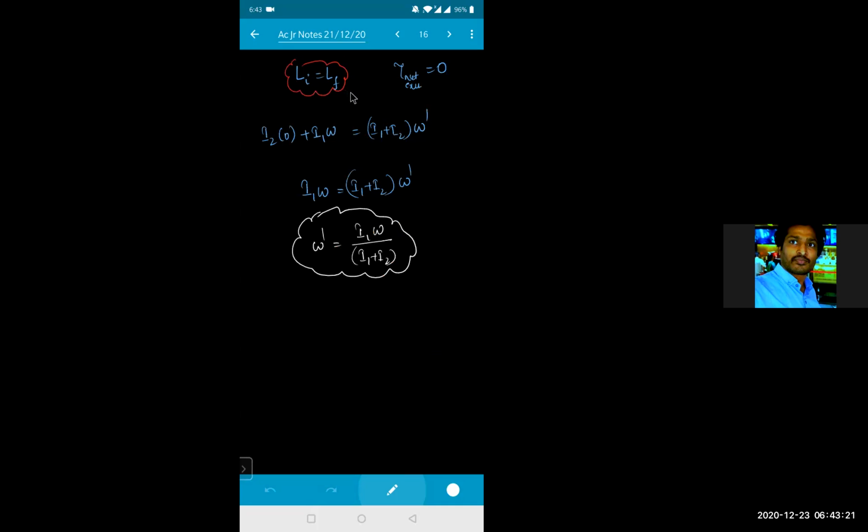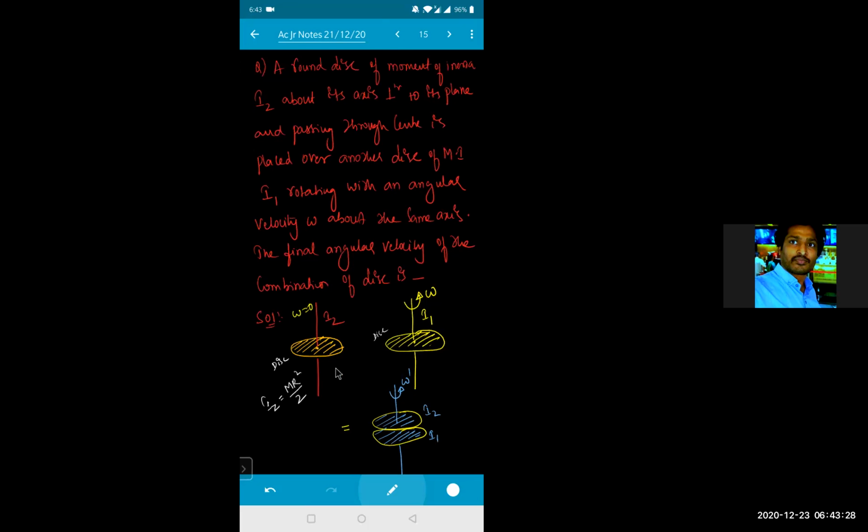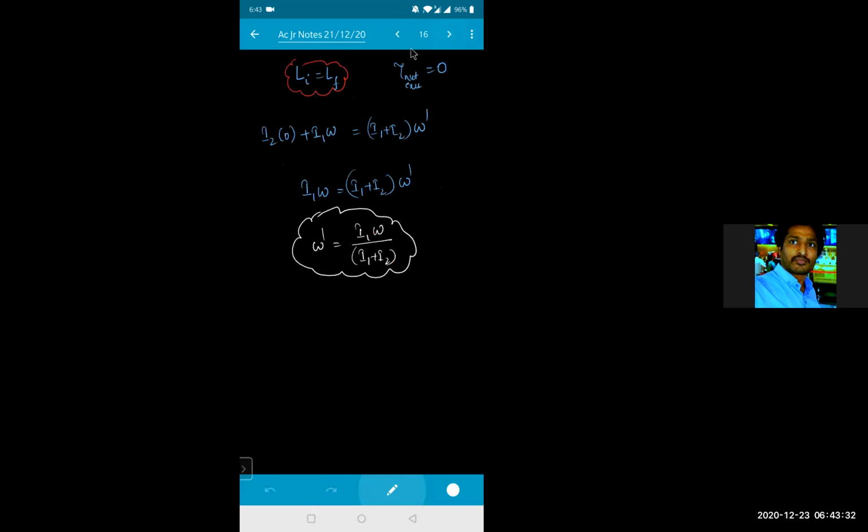That means angular momentum is conserved. Initial angular momentum must be equal to final angular momentum. The angular momentum formula is L equals I into omega. So this one is I2, and its omega value is 0. Plus the first one is I1 into omega. Then finally both are combined, so I1 plus I2 into omega dash.